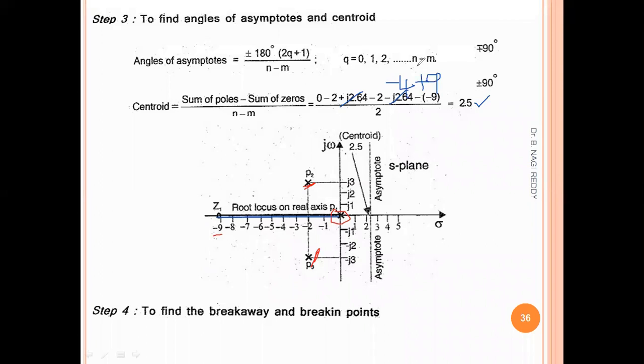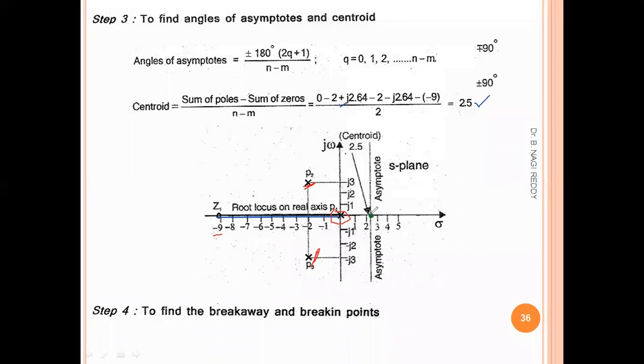So the centroid is at 2.5, which is a positive value. So it lies in the right half of the S-plane, because we have got 2.5, right? In the right half of the S-plane, mark the centroid as a dot here. And we need to plot the angle of asymptotes from the centroid, which are plus 90 or minus 90. That's it, only two angles.